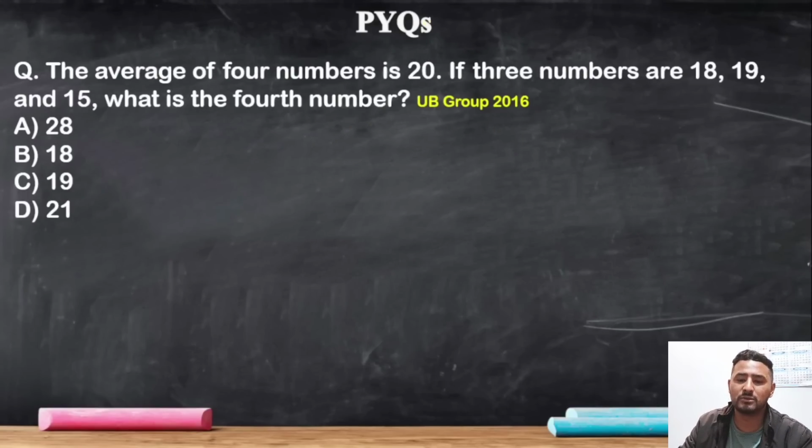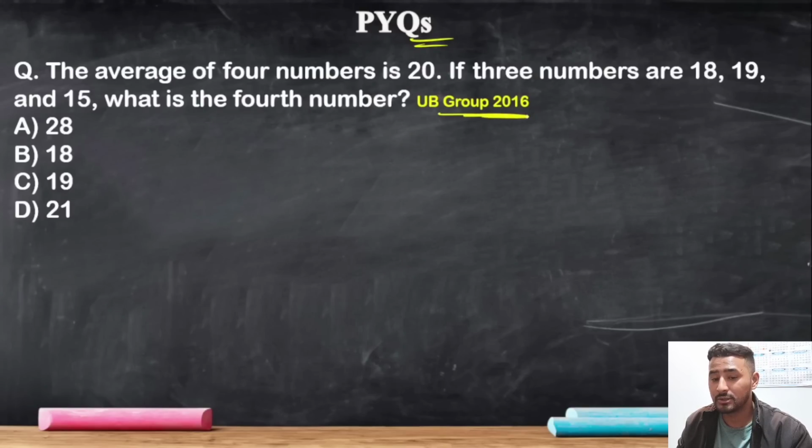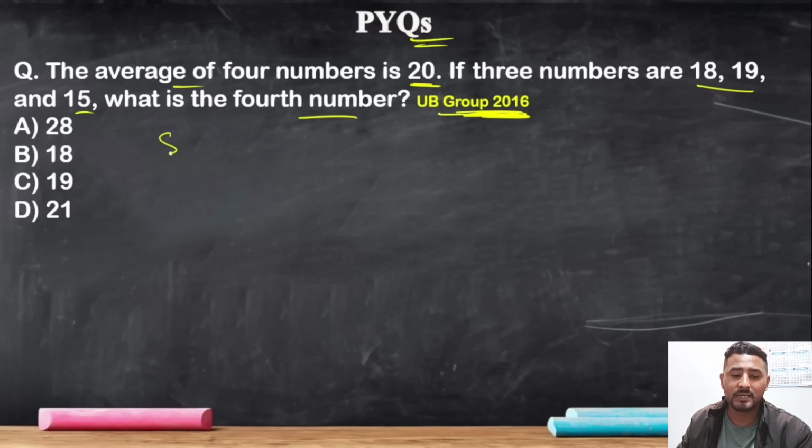Let's see now PYQs. I told you it will be a very small chapter, but important in terms of Meghalaya state exams. Let's see the average PYQs, which has already come in 2016 group exam. The average of 4 numbers is 20. If 3 numbers are 18, 19 and 15, what is the 4th number? Like I told you, let us see.